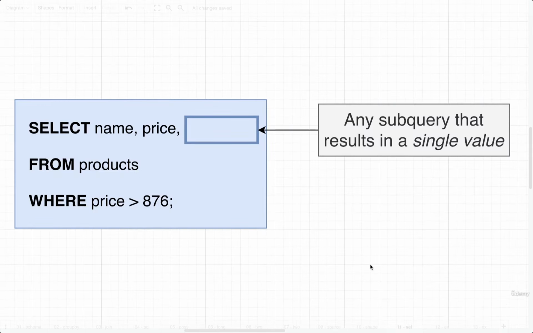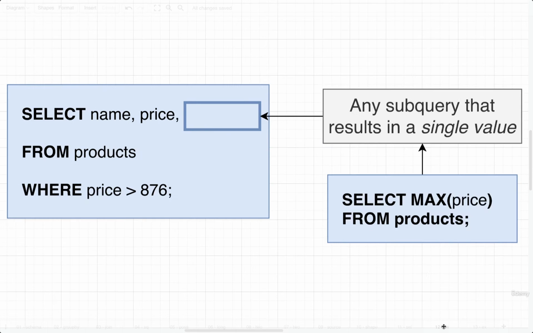So the first scenario that we're going to consider is putting a subquery into a select statement. If we want to add a subquery into a select statement, we must add a subquery that's going to result in a single value. So in this case, if we want to add a subquery right here, it must be a subquery that's going to give us back just one single value, or just one row with one column.